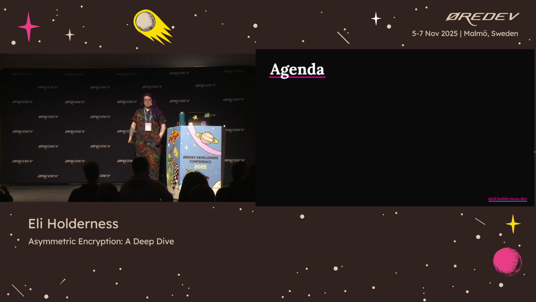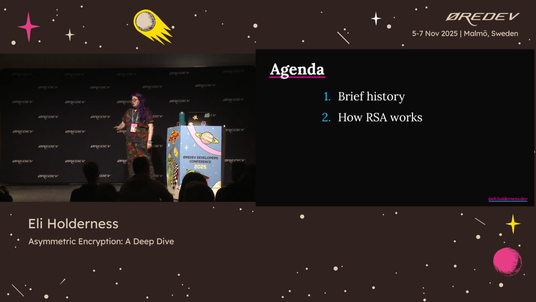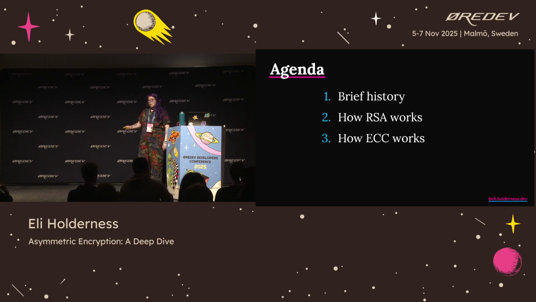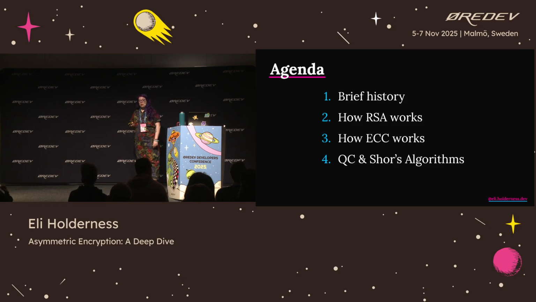On the agenda for today, we have a brief history of cryptography and sending encrypted messages. We're going to talk about how RSA encryption works and show a worked example. We're going to talk about elliptic curve cryptography. There is a worked example in the slides for this, but we won't go through it. But if you would like it, I can send that to you afterwards. We're going to talk about quantum computing, the new hotness that's not AI.